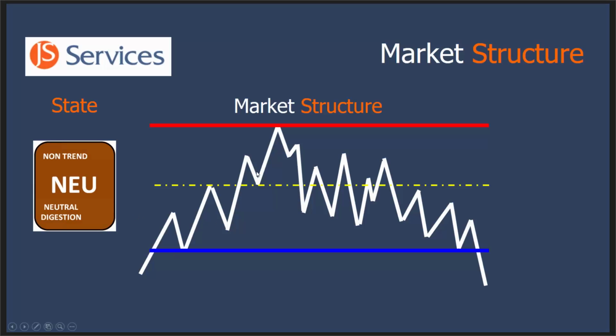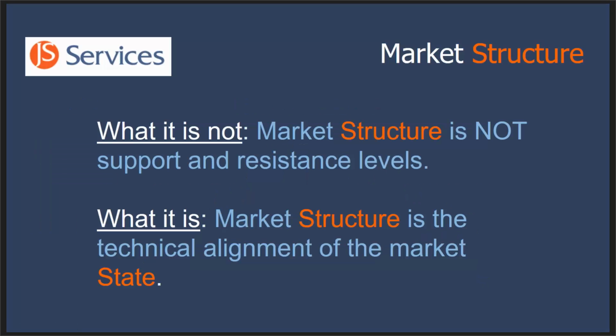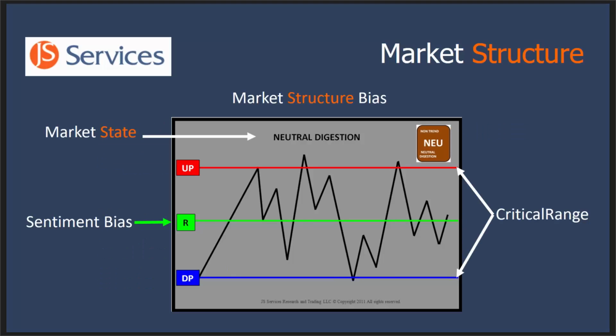It's a quantitative study, whereas this is all your technical analysis, Fibonacci's and Gann's and trend lines and profiles and all that. That's this. Market structure is quantitative and it's defining the state. So what's not, market structure is not support and resistance levels. What it is, is the technical alignment of the market state. And by understanding that, you can start to get more clarity to what's going on in the market.